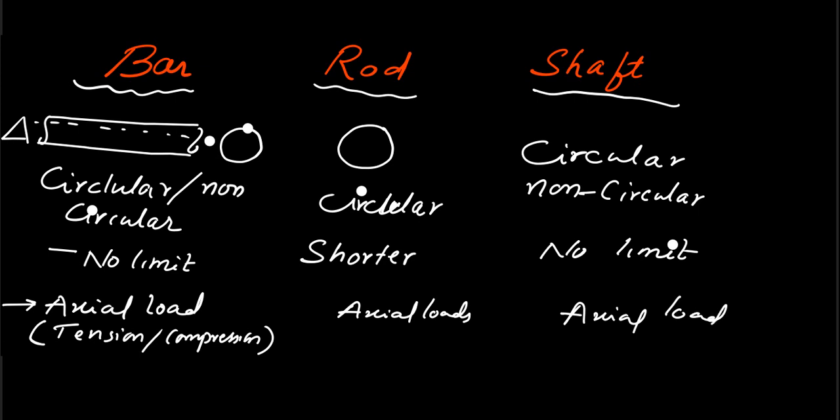But a shaft can resist the axial load, as well as bending and torsional load. So this is the difference between bar, rod and a shaft. Okay, so thank you for watching.